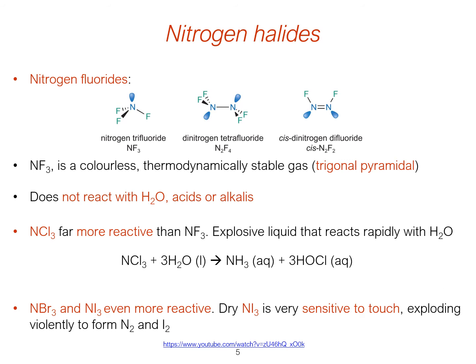Moving on to the halides of nitrogen, one of the really interesting bits of chemistry of these is how they become a lot less stable going down the group. So NF3 is colourless, it's a thermodynamically stable gas with a trigonal pyramidal shape. This is shown here, and this is the same shape as ammonia would have. And this is very stable, doesn't react with water, acids, alkalis. It's just happy to exist.